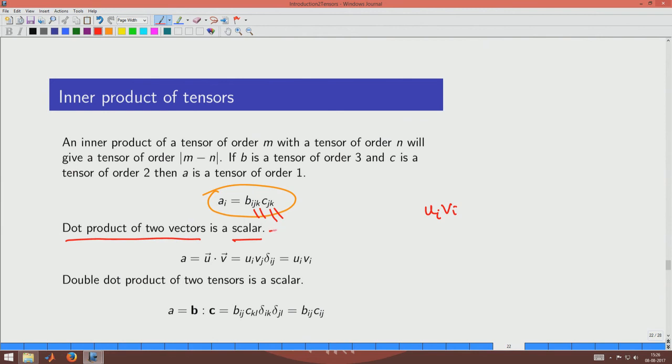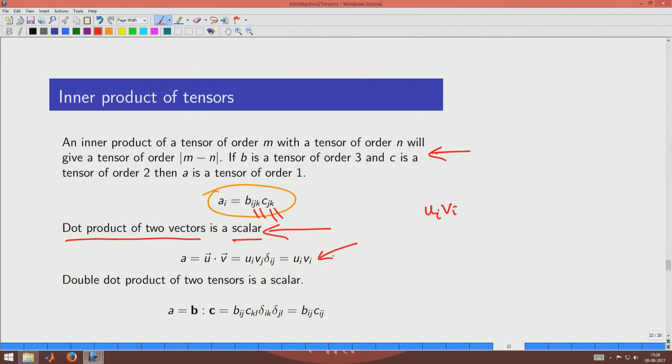So, what we are stating here is nothing but the same statement as here. The inner product of two tensors of order 1 is a tensor of order 0, and here we are saying the inner product of a tensor of order m with a tensor of order n is a tensor of order m minus n. Okay. So, here it is 1 minus 1, 0, and that is why we get the scalar. So, this is a theorem and it can be proven. Okay.